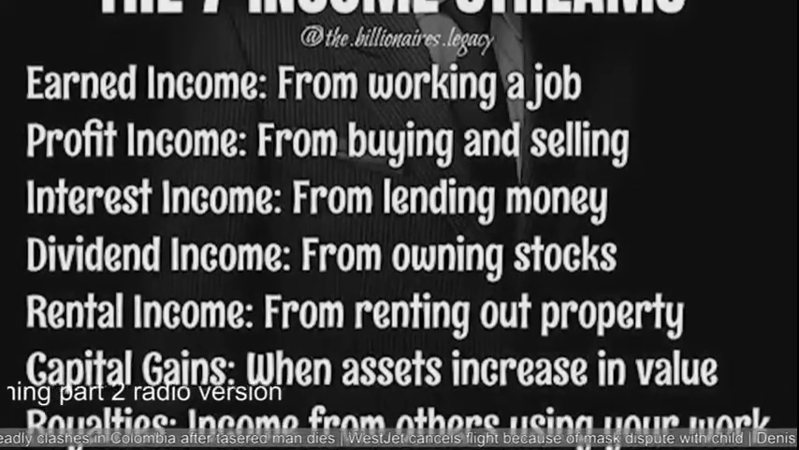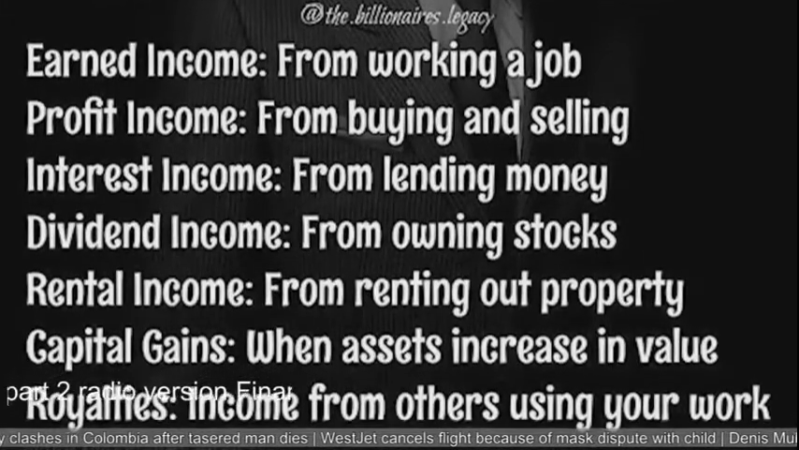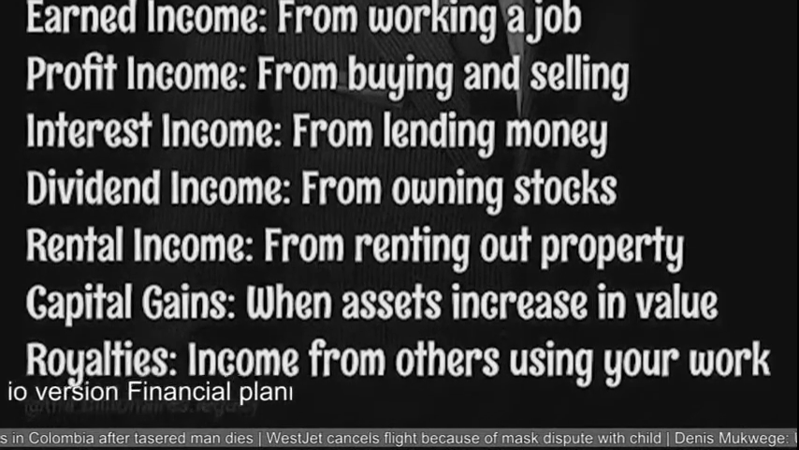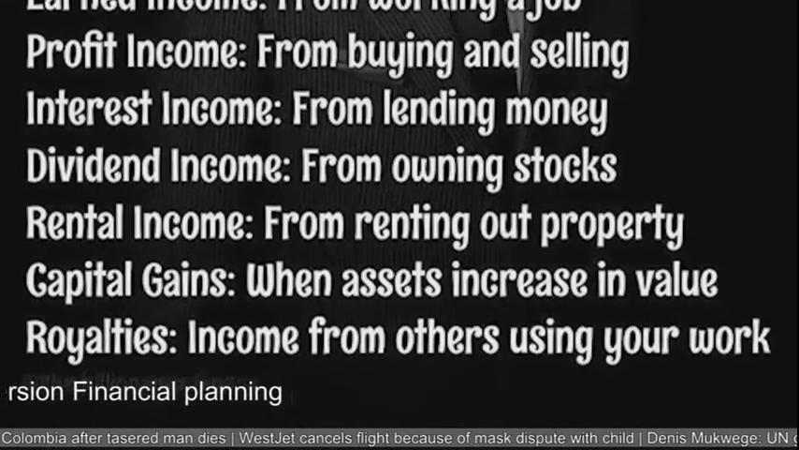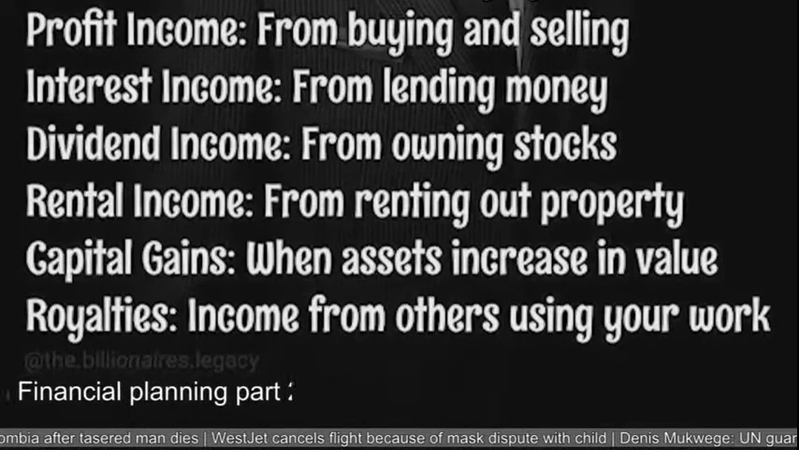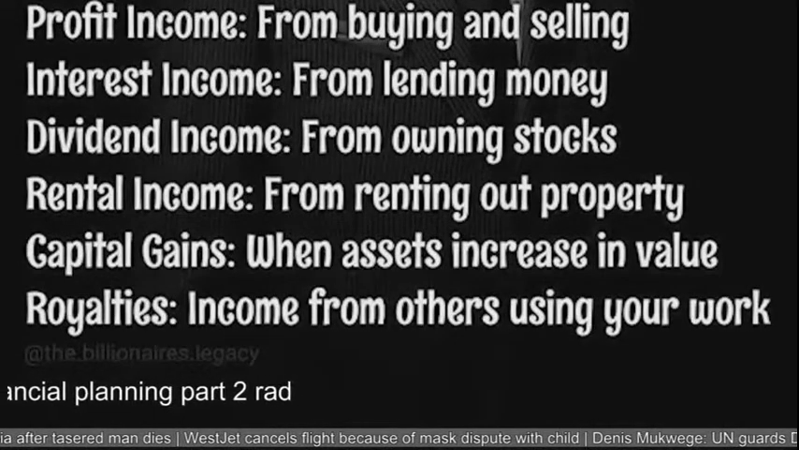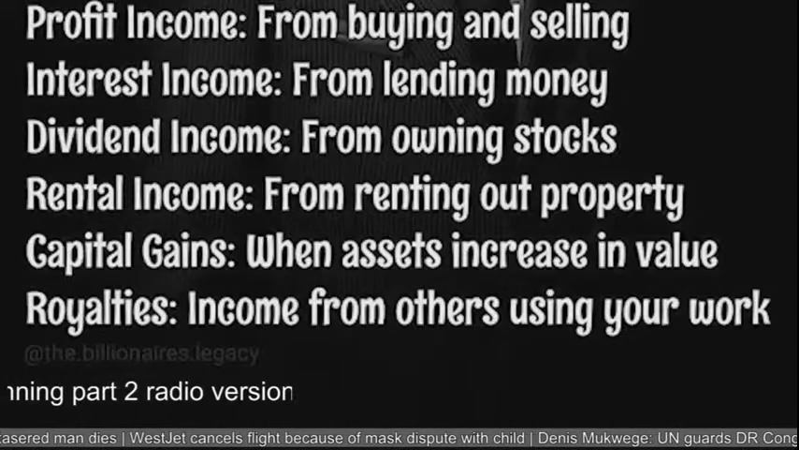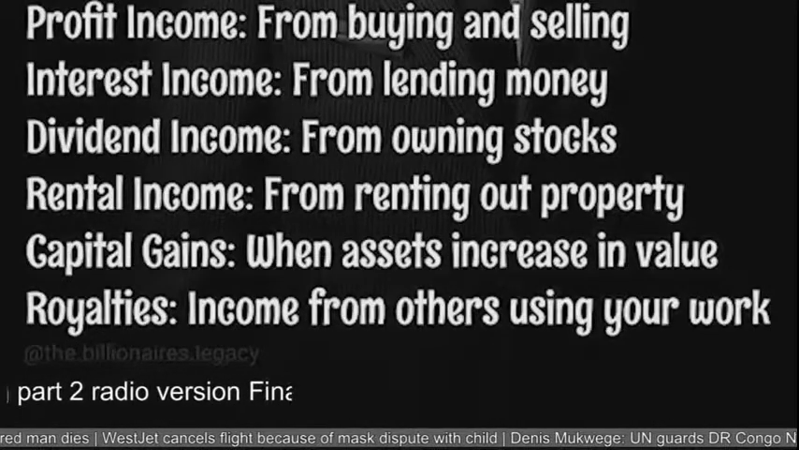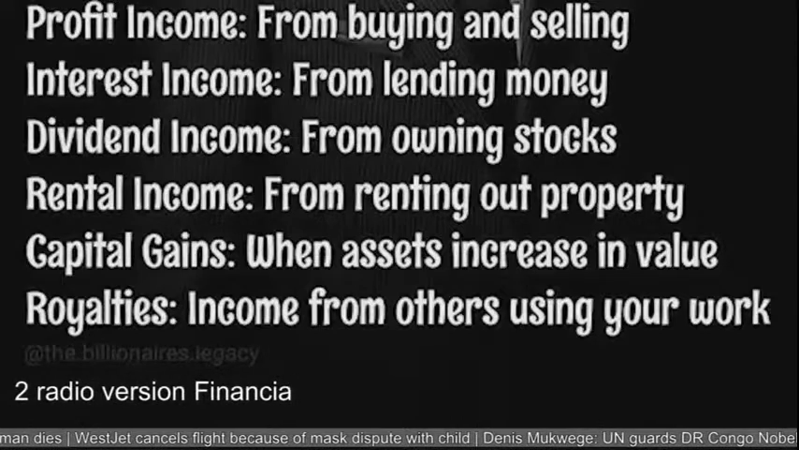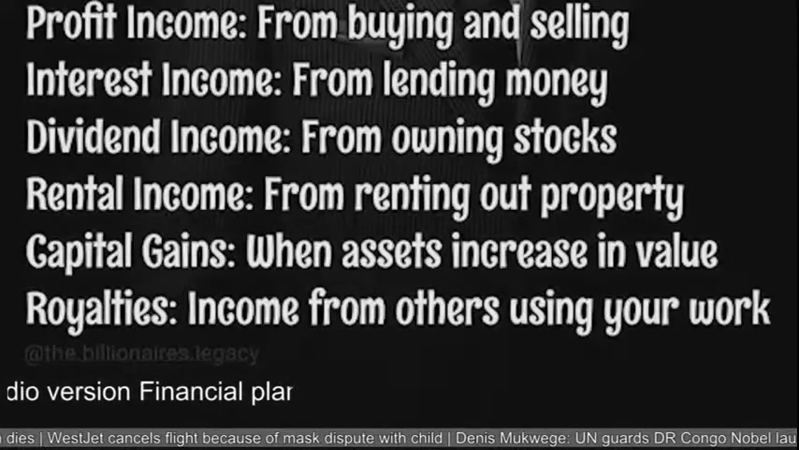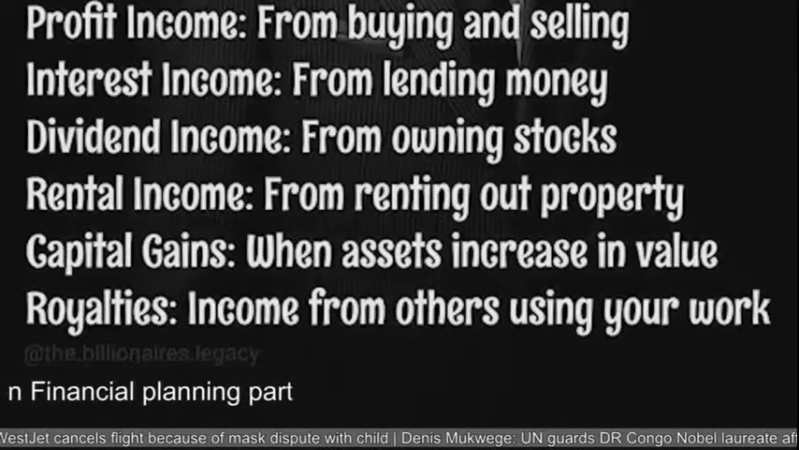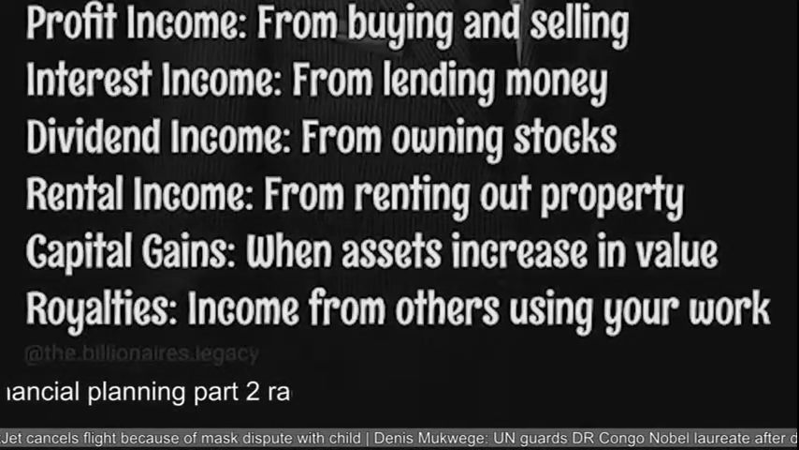The fourth stream of income is called dividend income. That's from owning stocks. The fifth is rental income, and that's when you're renting out property, or what we call real estate income. If you have real estate, your real estate increases in value. That in itself is another stream of income. That is then called capital gains. So when your assets increase in value, that's considered income as well.